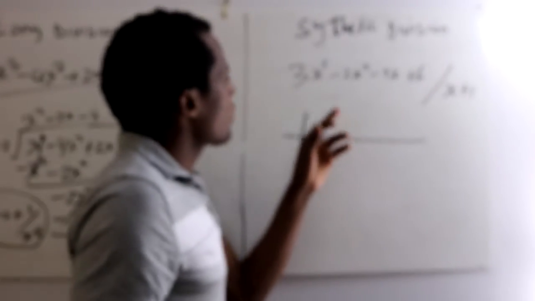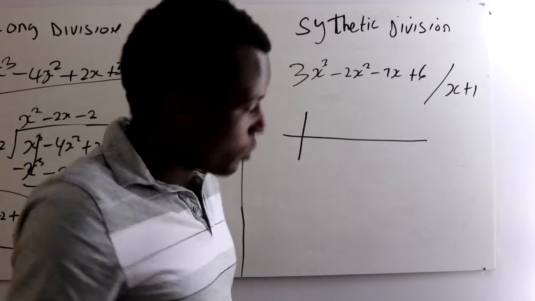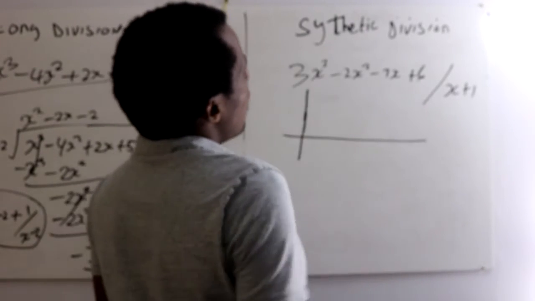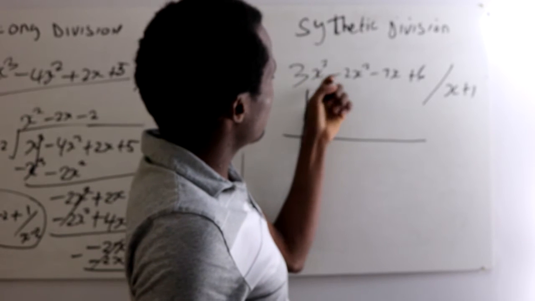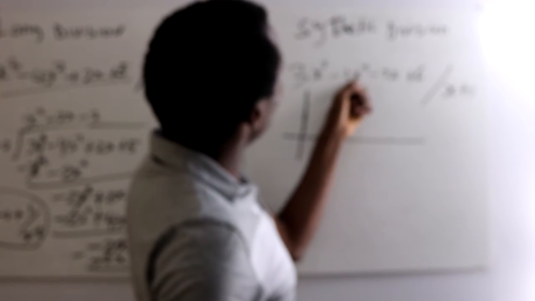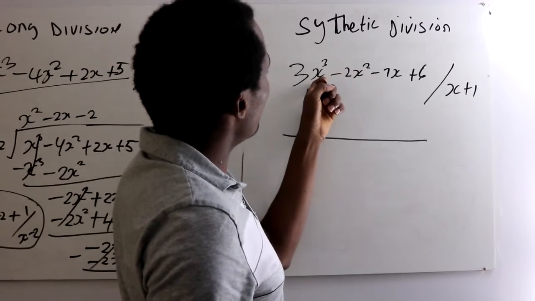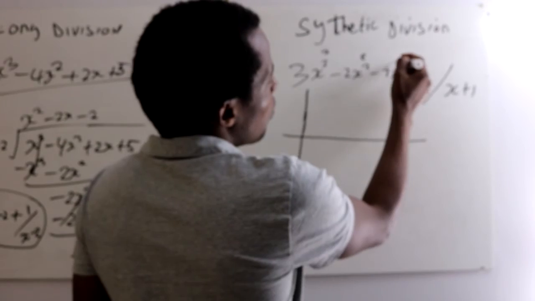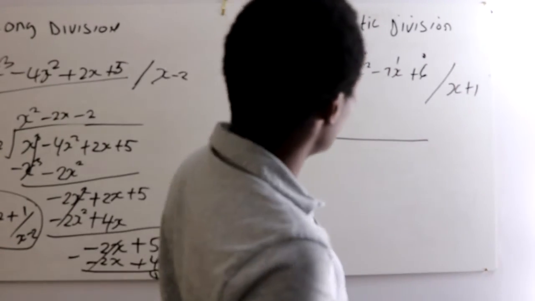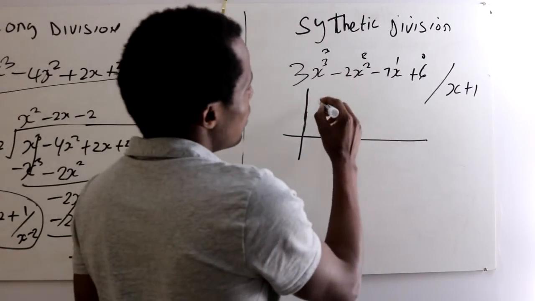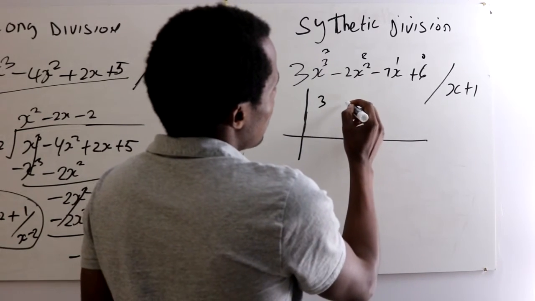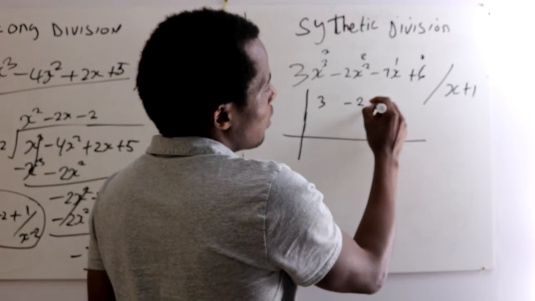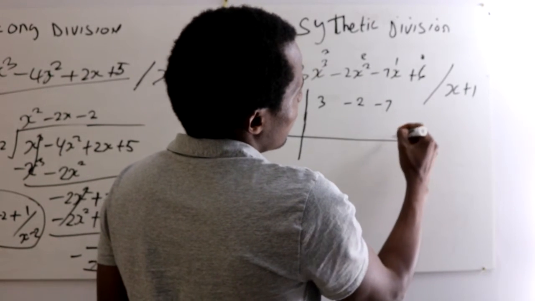So we have it supposed to be like this. Our leading coefficient, we have 3, right? And for the x power cube, we have 3. So remember, we have 3, 2, 1, and 0, right? So our leading coefficient over here is 3. The second coefficient is minus 2. The third coefficient is minus 7. And then plus 6.